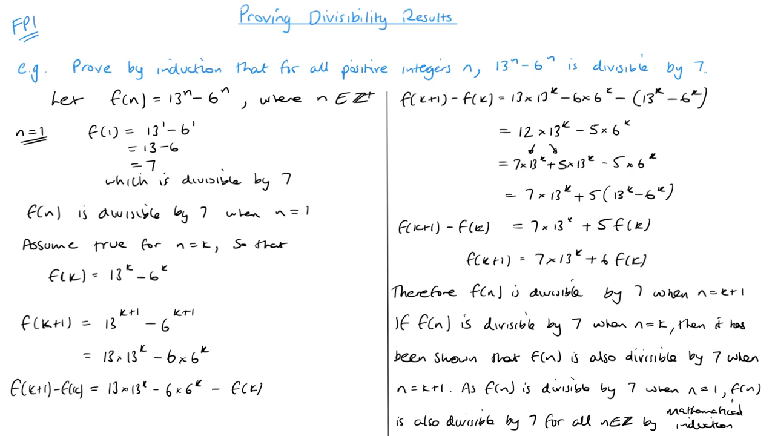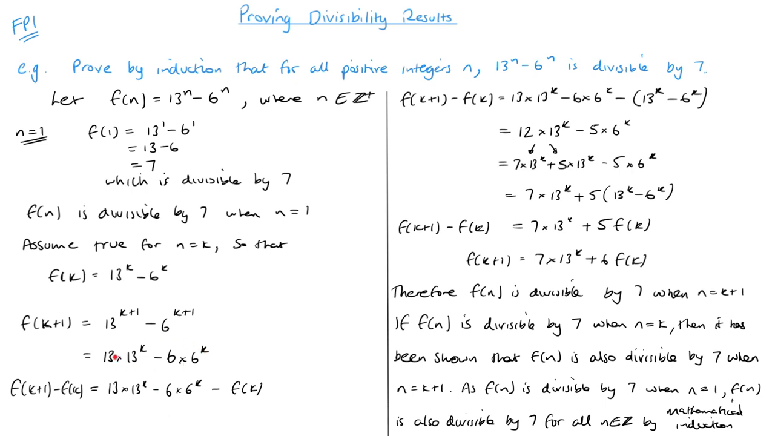Okay, so this is basically what you're going to do each time. Now, when I took away the f of k from both sides here, you don't actually have to do this step. But if you do take this step, it does work every single time.